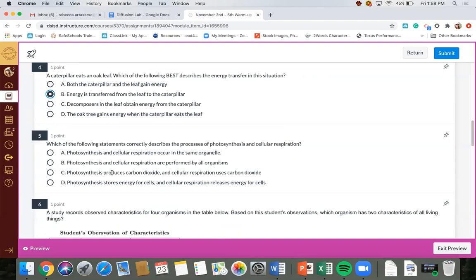C, photosynthesis provides carbon dioxide and cellular respiration uses carbon dioxide. So it's the reverse. Photosynthesis uses carbon dioxide and cellular respiration produces carbon dioxide. So it's not C. So that leaves us with D. Photosynthesis stores energy and cellular respiration releases energy for the cells. So photosynthesis is storing that chemical energy in glucose, and then that glucose is going to release the energy in the form of ATP energy for your cells. So D is our correct answer.